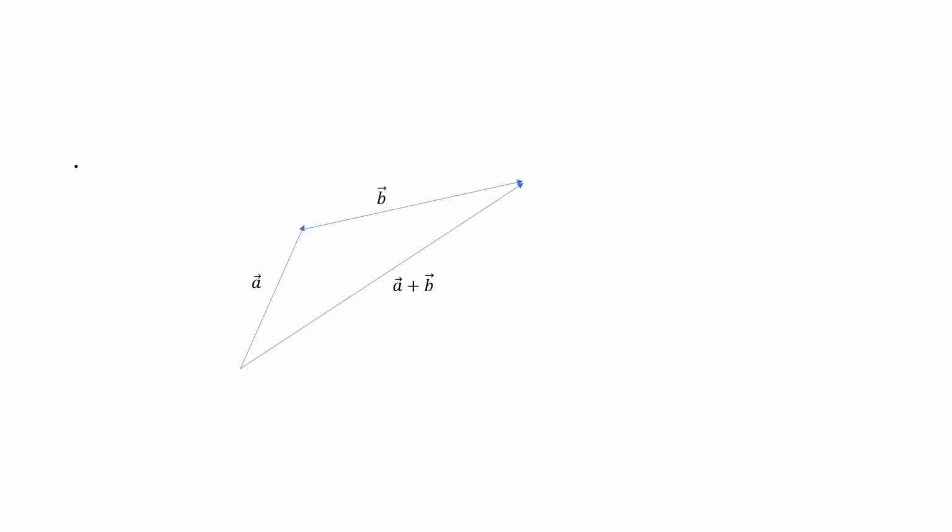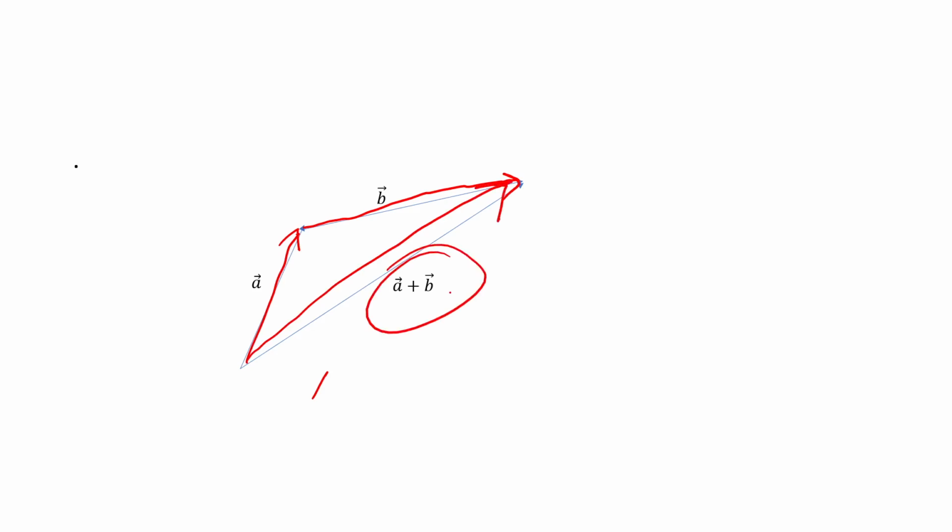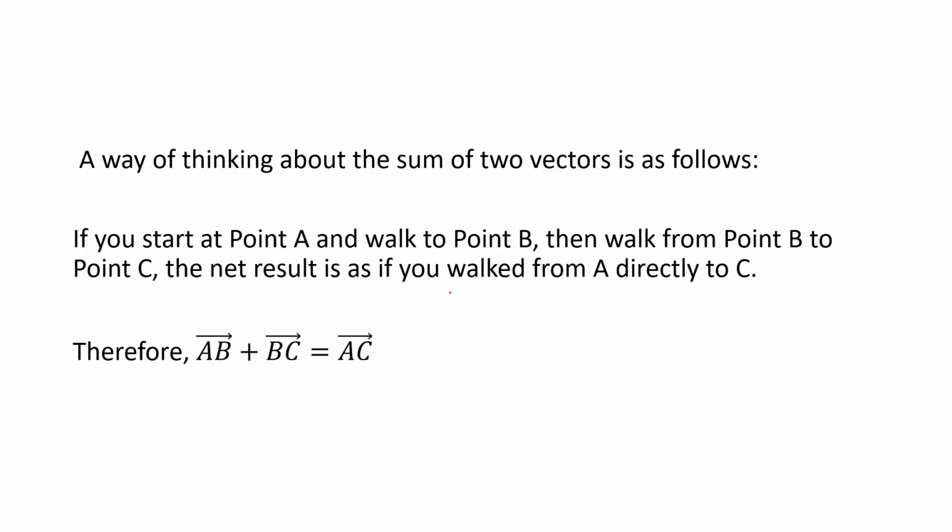So in other words, we want to know what the vector A plus B will look like. So what we can do is draw a vector A, and then from the tip of vector A, draw a vector B. And then we'll have given ourselves an opportunity to go straight from the beginning to the end. We call that resulting vector A plus B.